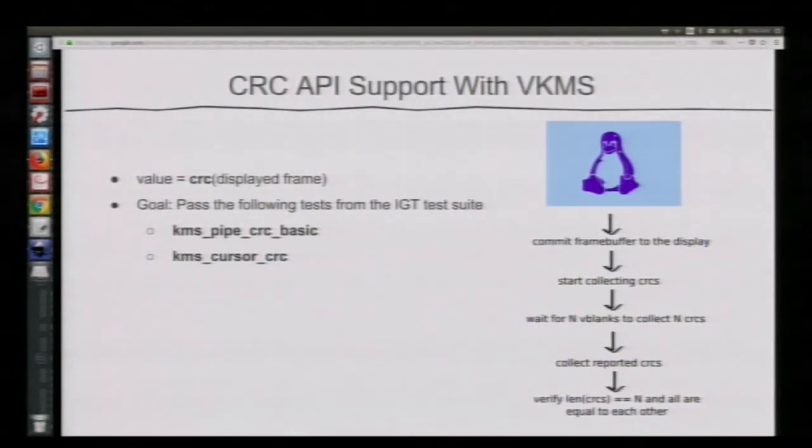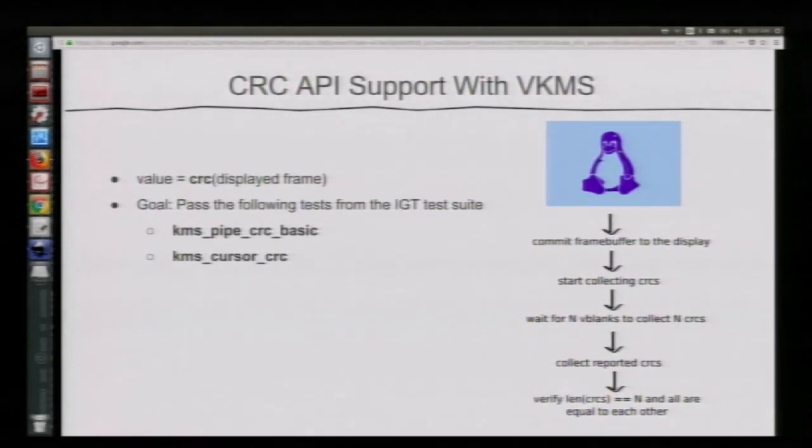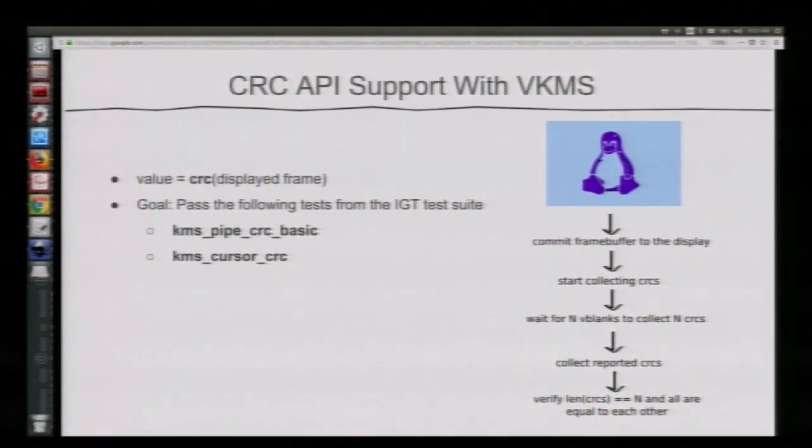So next, my main task on VKMS was to add CRC API support. Basically, CRC is a checksum. It's an error-detecting code that gets attached to a data frame so that the receiving end can check the data integrity. And in DRM, the CRC API provides user space CRC information of the final frame shown on the display.